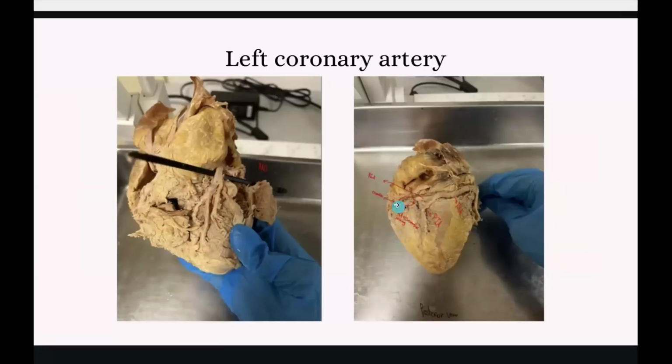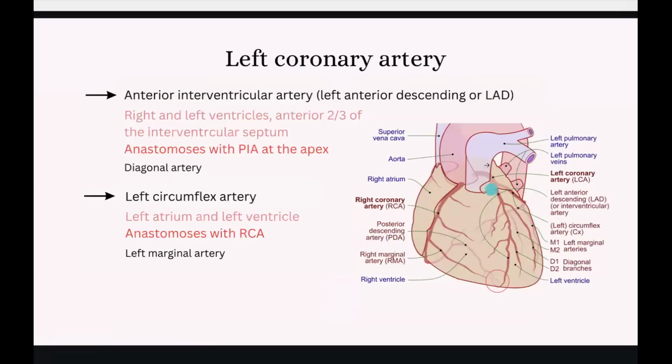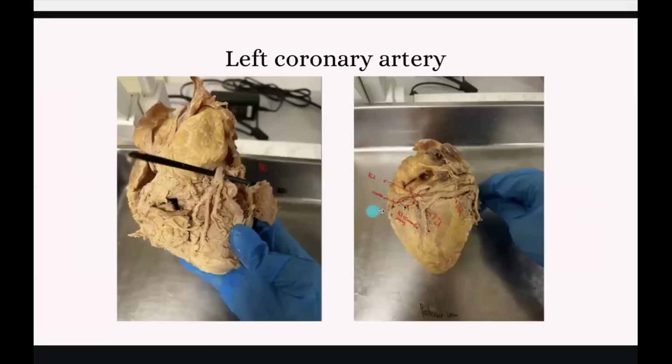It's of the right coronary artery, but I wanted to show you the anastomosis with the circumflex. So the circumflex, from here, is going to go posteriorly. This is how it's continuing, and then it's going to meet the right coronary artery here, and they're going to anastomose. Okay.